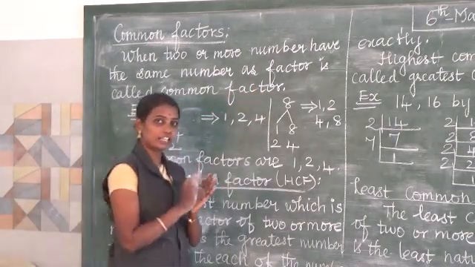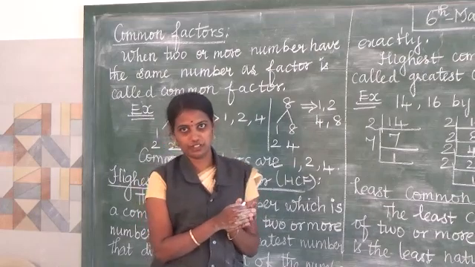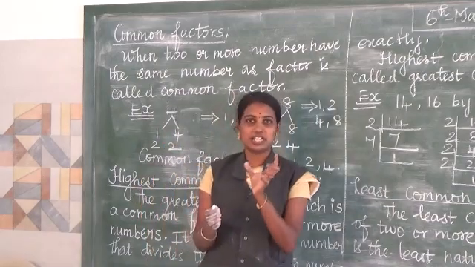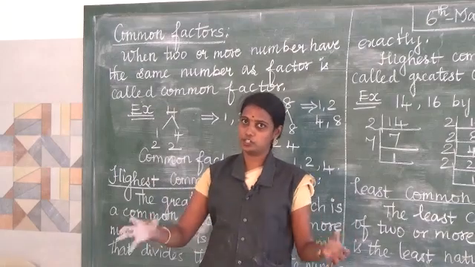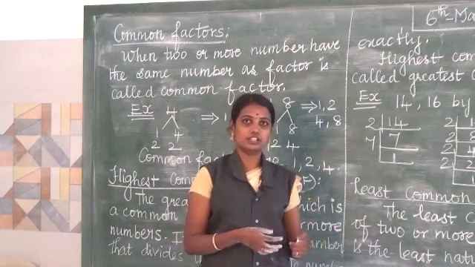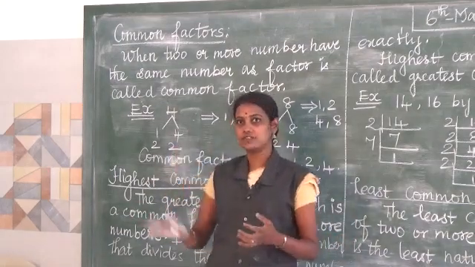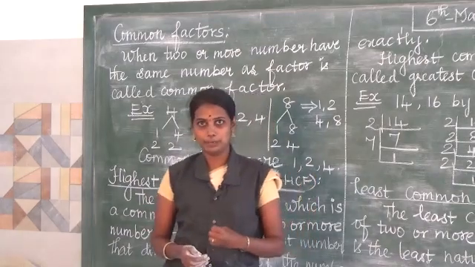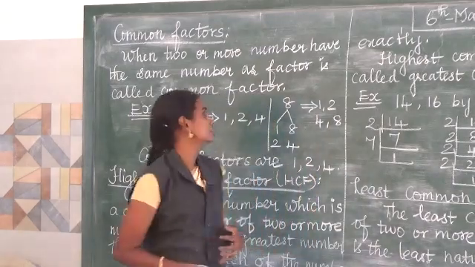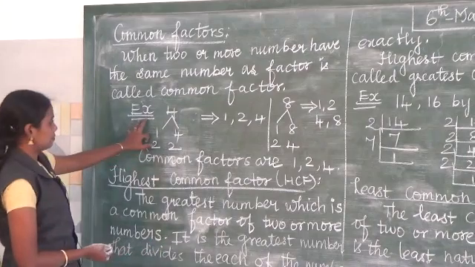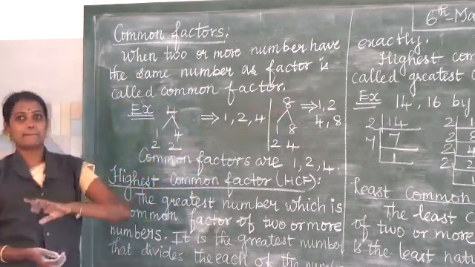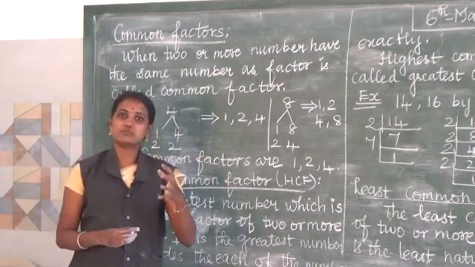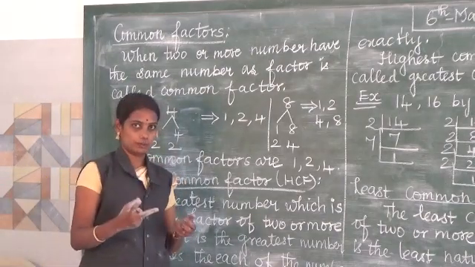We learned about factors even before. You must understand the meaning of common. Whenever you have something in common with your friend, you share it. Likewise, here we are going to have common factors with numbers. Now listen to me. Example, I have taken the 2 numbers 4 and 8. You cannot compare only one number. At least we need to compare 2 numbers.